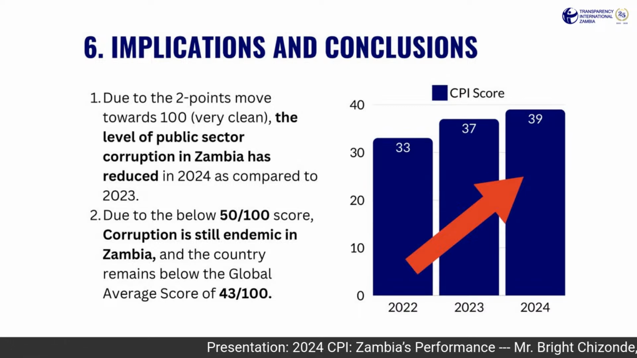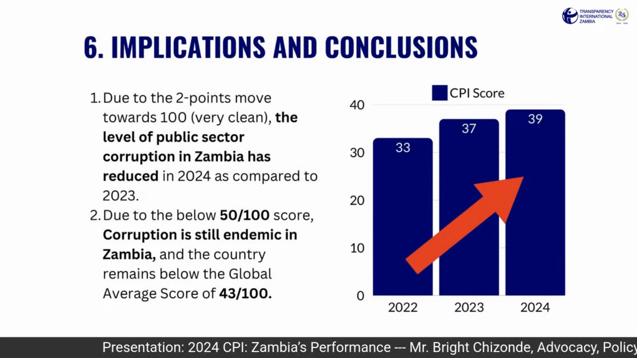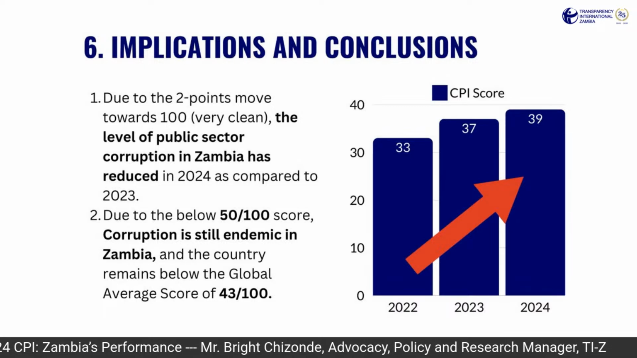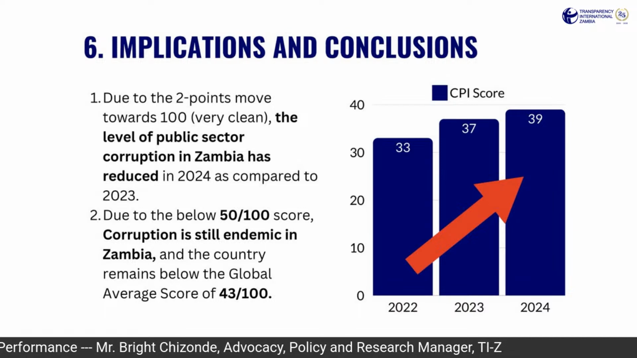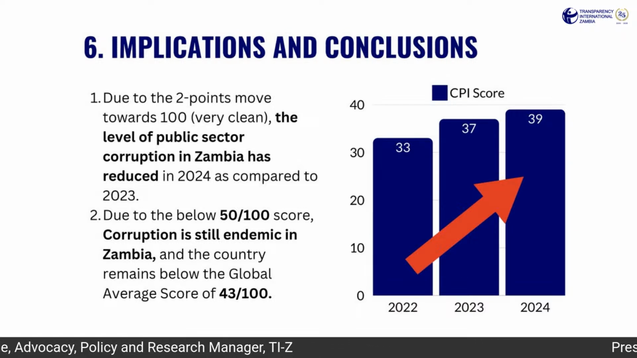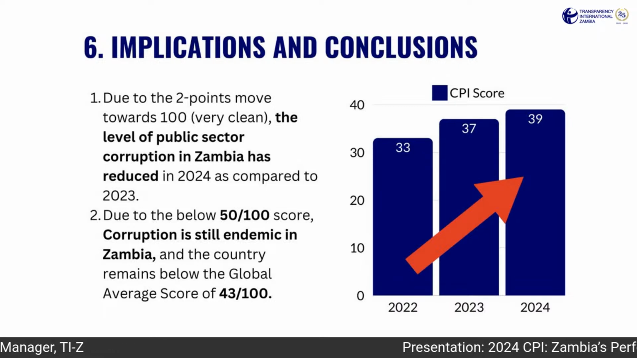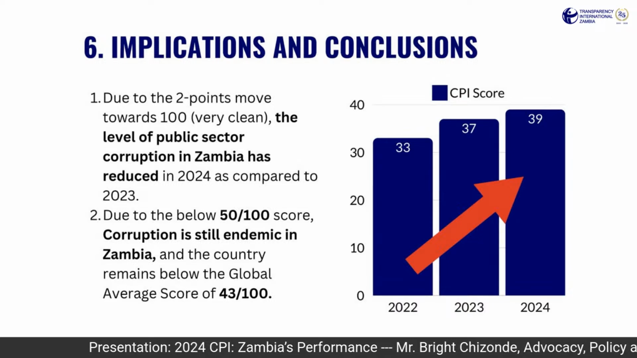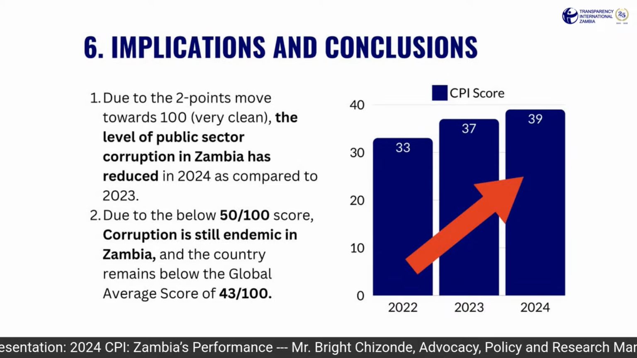So kind of bittersweet, right? We have improved, but we still need to keep our eye towards where we are supposed to be going. As long as we are scoring below 50 out of 100, we call that the point of corruption being endemic in a country. So we are still saying we need to do more. And as long as we are scoring below 43 out of 100, we are still below the global average. So we are not yet even above average.